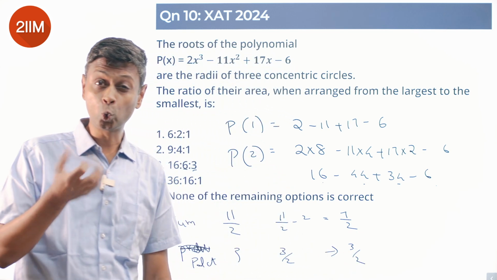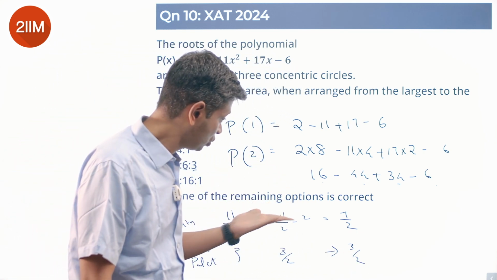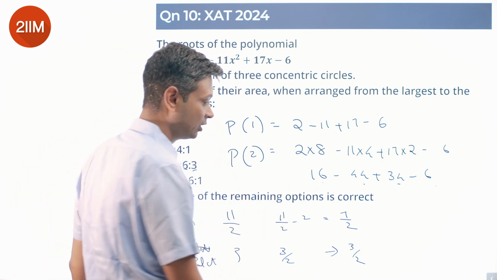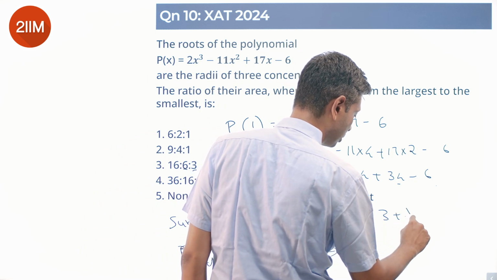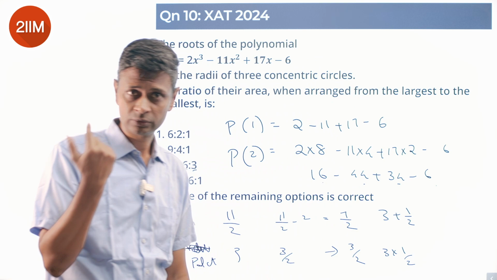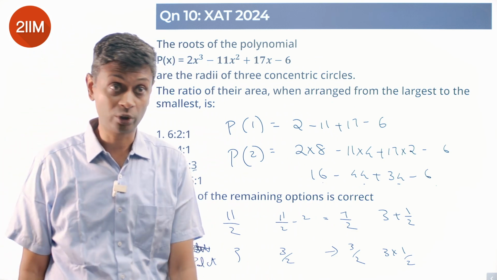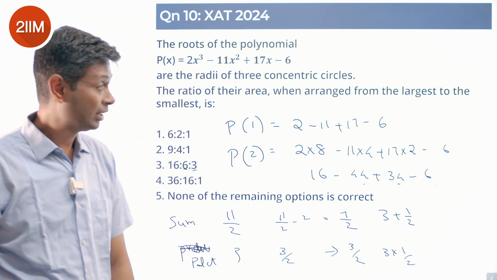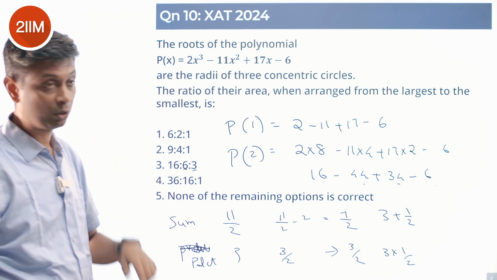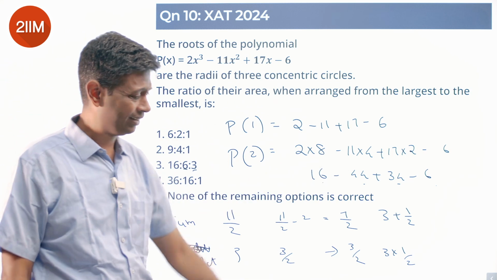The other 2 roots add up to 7 by 2 and multiply to give 3 by 2. Got this? 3 plus 1 by 2, 3 into 1 by 2. Fine. So 3 is a root, 1 by 2 is a root. I can substitute and verify. I can substitute 1 by 2 into 2 into 1 by 2 cube, minus 11 into 1 by 2 square, plus 17 into 1 by 2, minus 6.